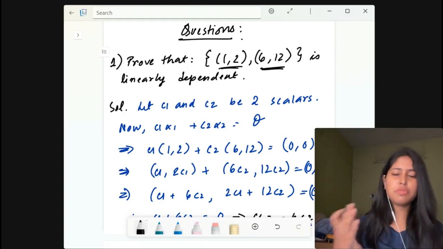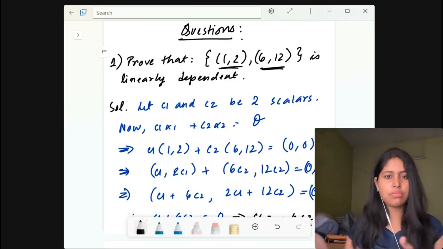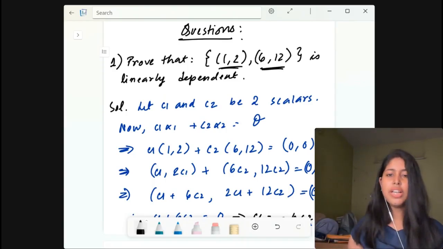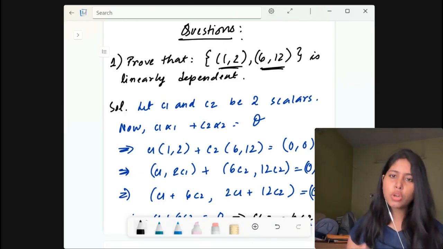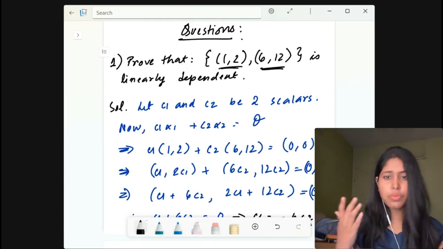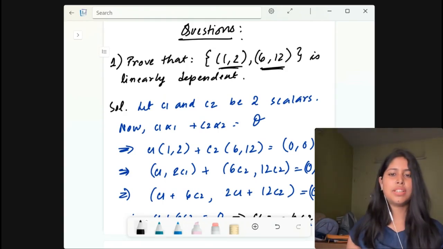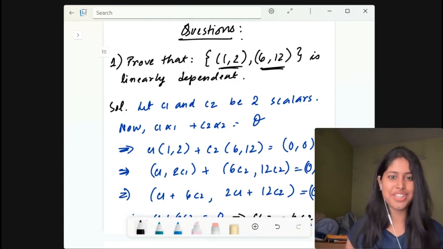Basically the pattern in every question is the same. You set up C1 alpha 1 plus C2 alpha 2 and so on till Cn alpha n is equal to 0, and find the scalars. If a non-trivial solution exists, it is dependent. If only the zero solution exists, it is independent. In the next video we will continue with more questions, including the R4 problem, which has 4 vectors and 4 equations, which will be very interesting.